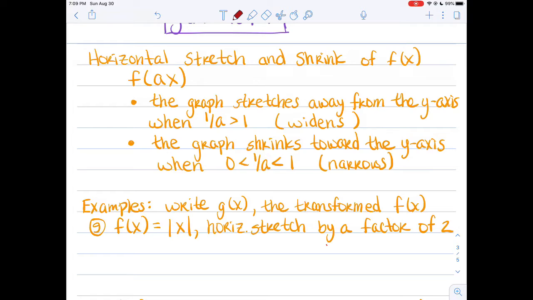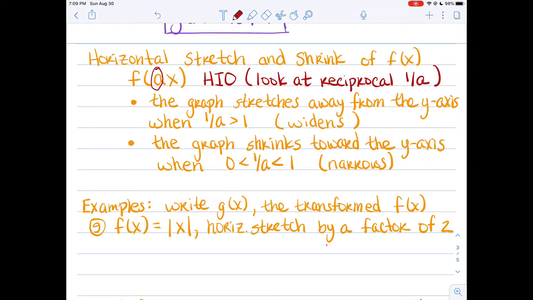Finally, we're going to look at horizontal stretches and shrinks of our function f of x. This is represented by an a value, but it's on the inside with x inside a grouping symbol. So let's remember our little acronym HIO, horizontal inside opposite. In this case, the opposite of multiplying a number by x is dividing it or looking at the reciprocal. So we need to look at the reciprocal, which is 1 over a.